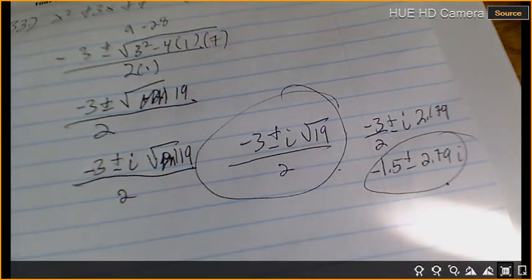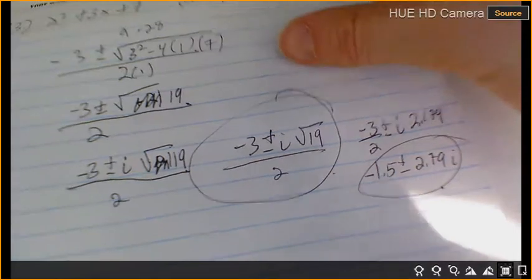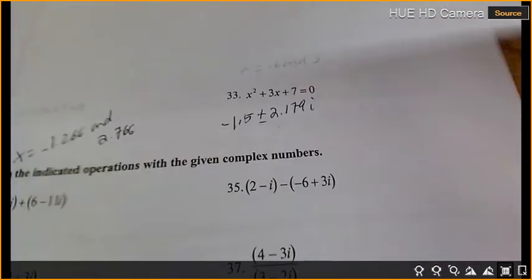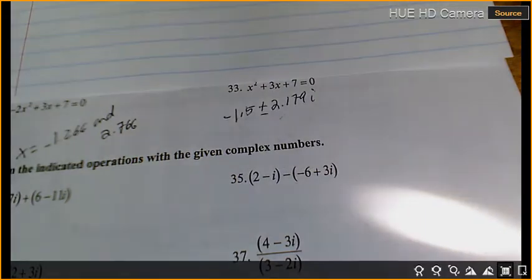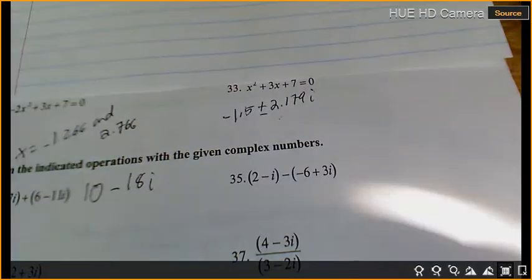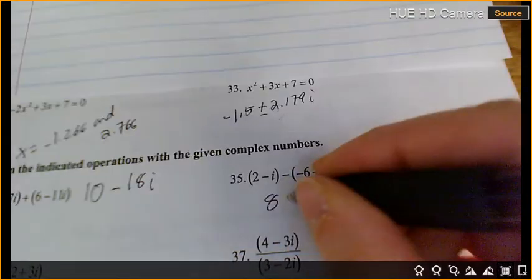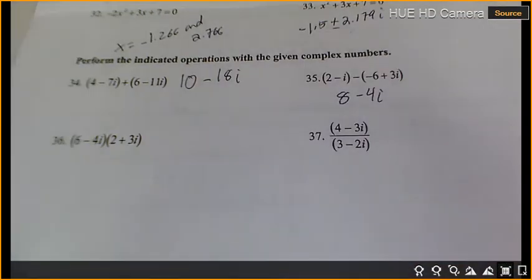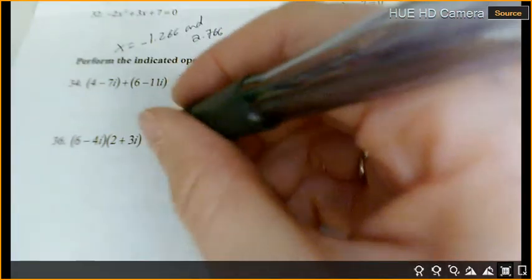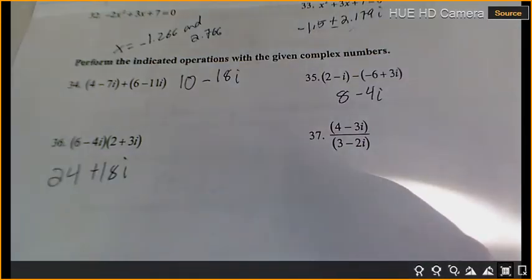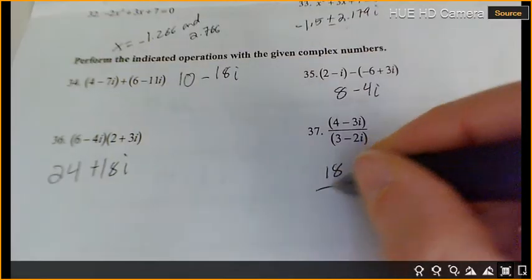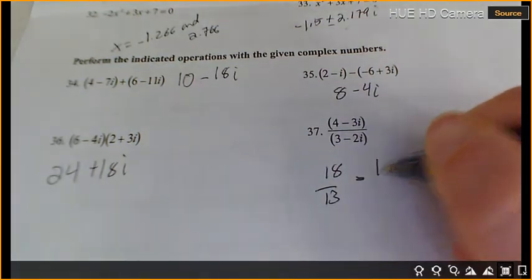Okay, any other questions, 28 through 33? Okay. All right, 34. We have 10 minus 18I. 35, we have 8 minus 4I. Can you guys see? Okay. And number 36, we've got 24 plus 18I. And 37, we get 18 over 13 minus 1I over 13.